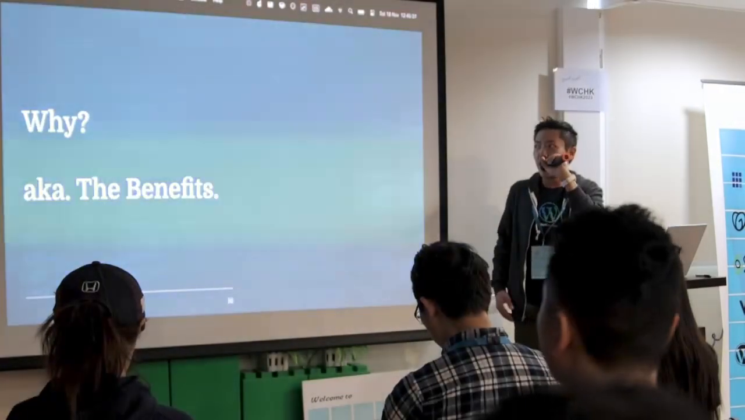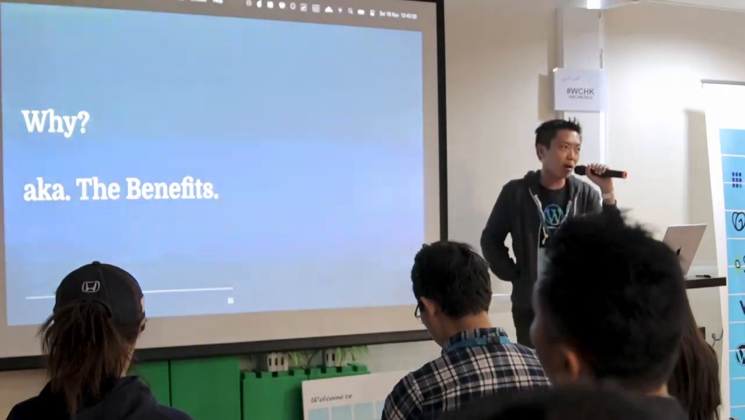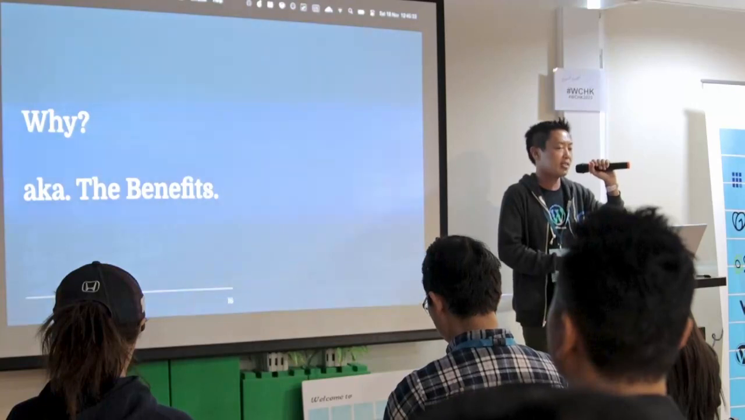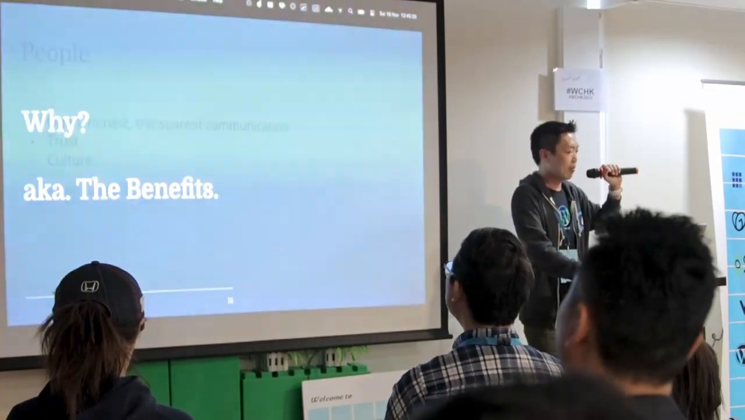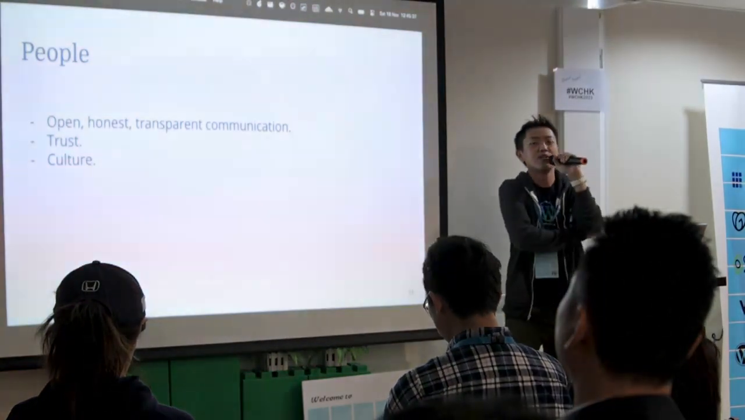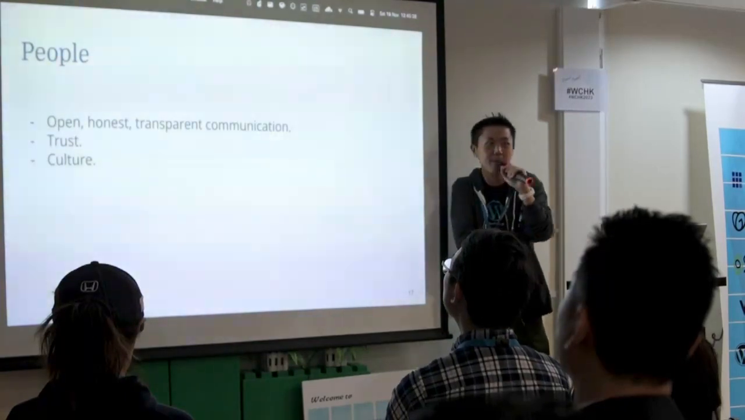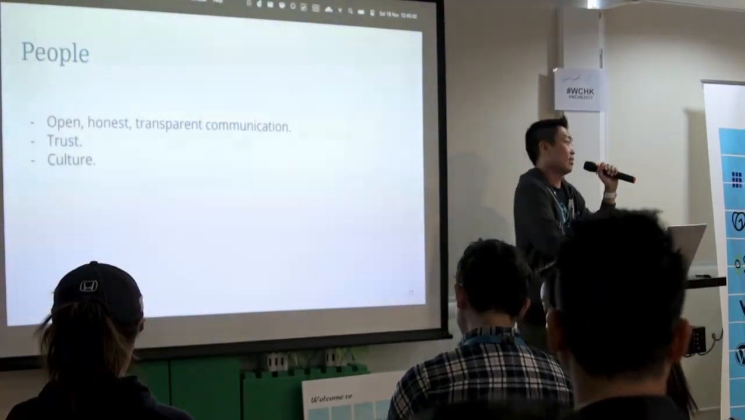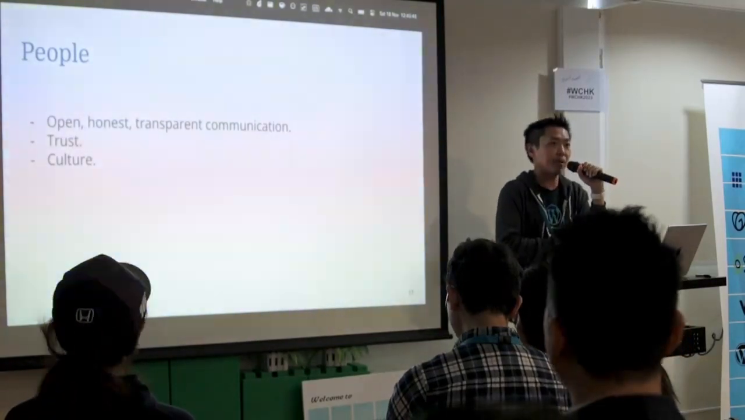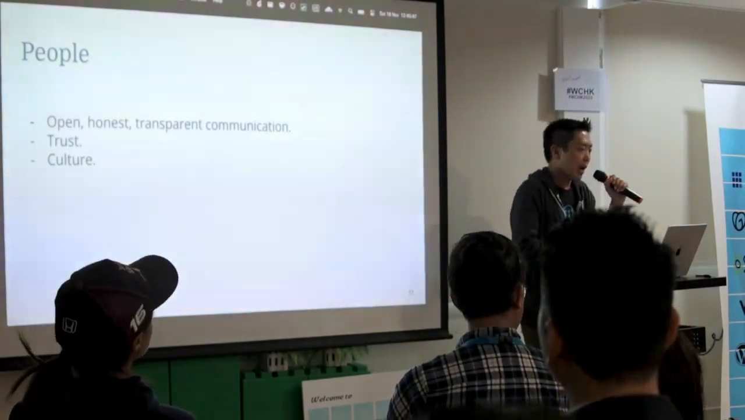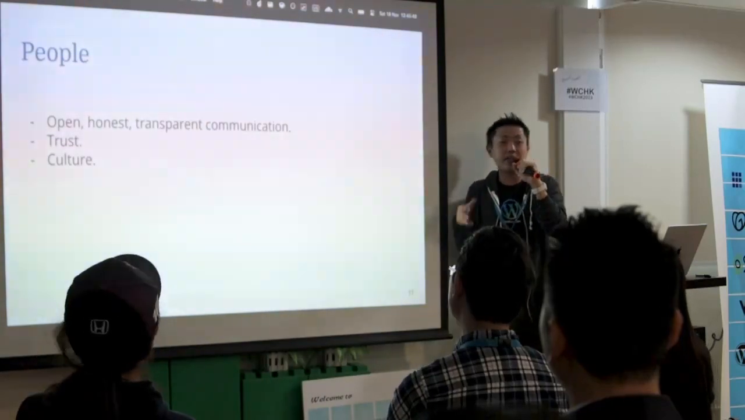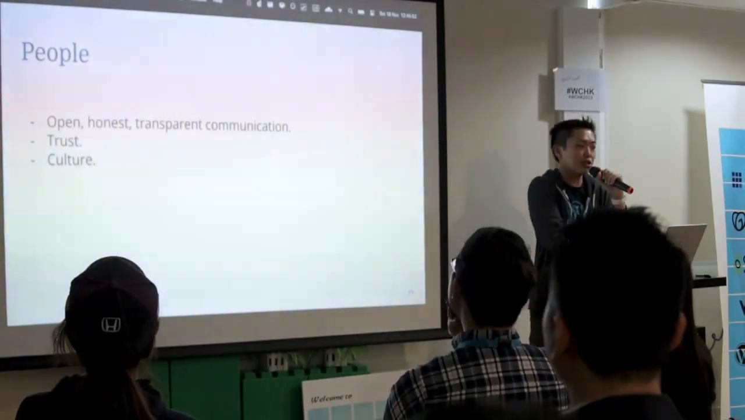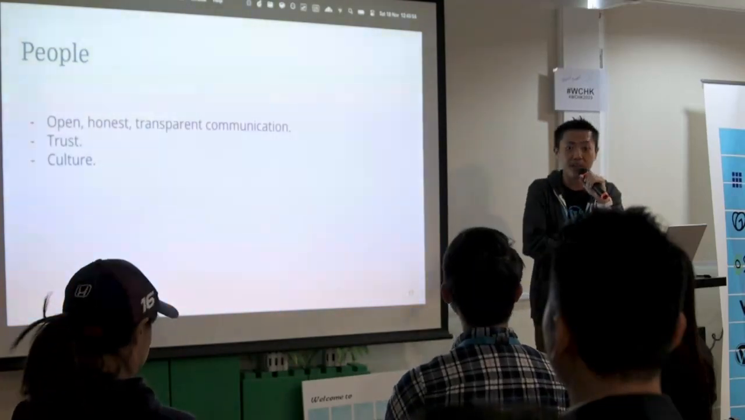So that is the how, and next I'm going to talk about the why. Why do we do this? Why go through the hassle of doing all this? So here are the benefits. When you run a company, people often say your biggest asset is actually the people in the company, the employees. And by having something like this in Automattic, we encourage open, honest, and transparent communication.